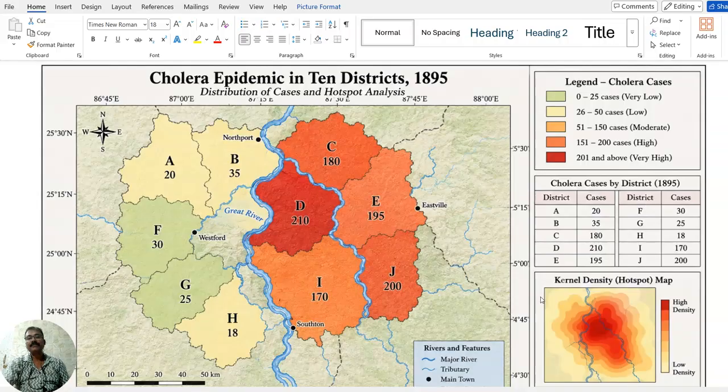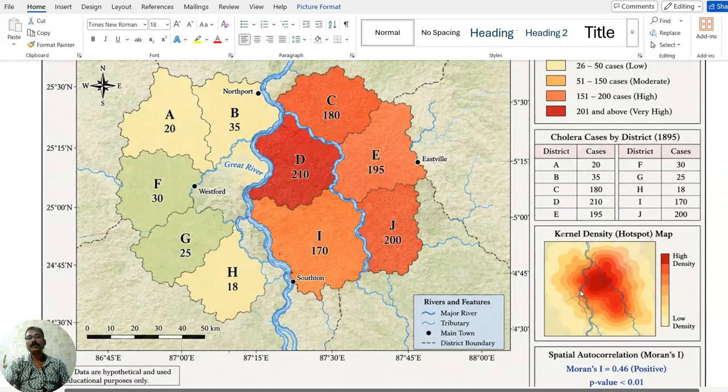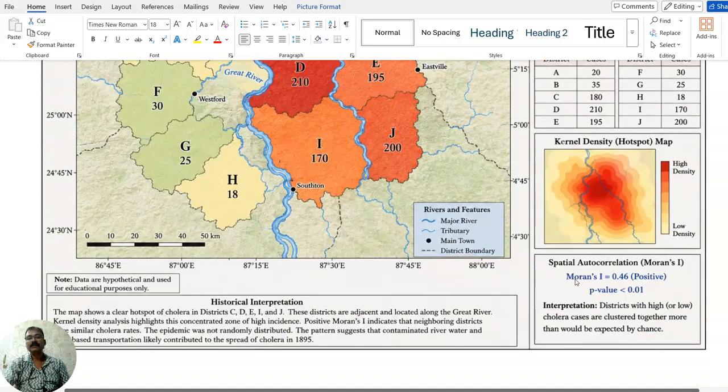So this is the data, and the kernel density hotspot map looks like this. The spatial autocorrelation function equals 0.46 with its p-value. It can be interpreted in this way: districts with high or low cholera cases are clustered together more than would be expected by chance.